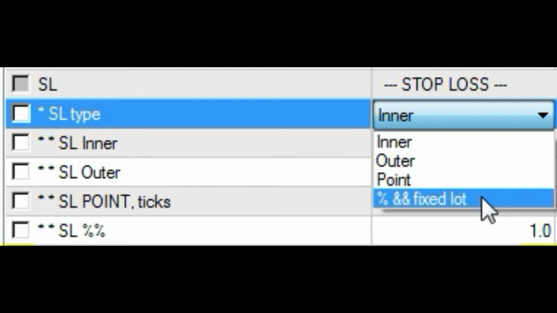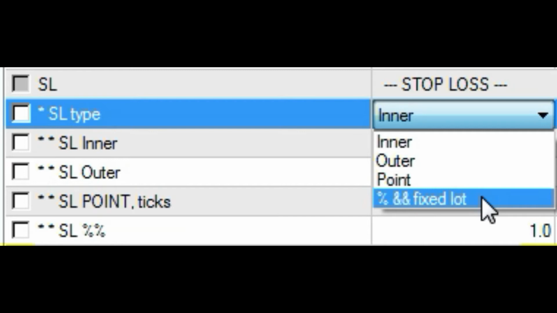It's the same as for lot size. It is the same thing, but you can't use percentage stop loss at the same time for lot size and stop loss. If you use fixed lot size, then you can use all 4 options for stop loss, but when using auto lot size, you can use just inner, outer and points for stop loss.